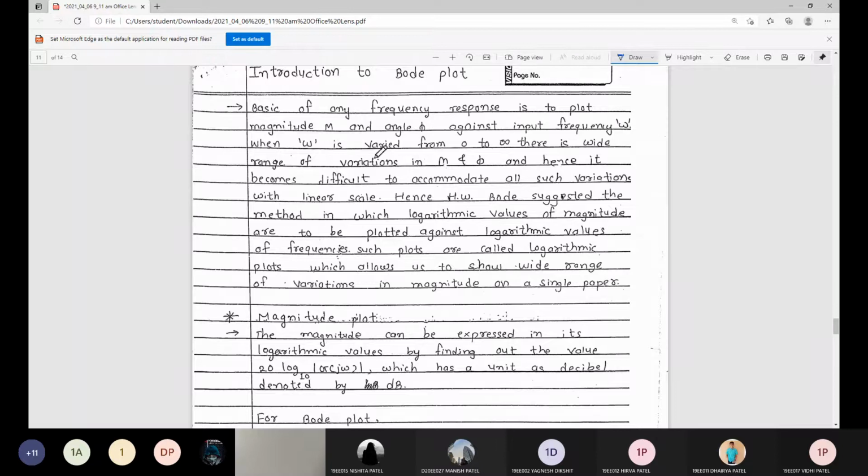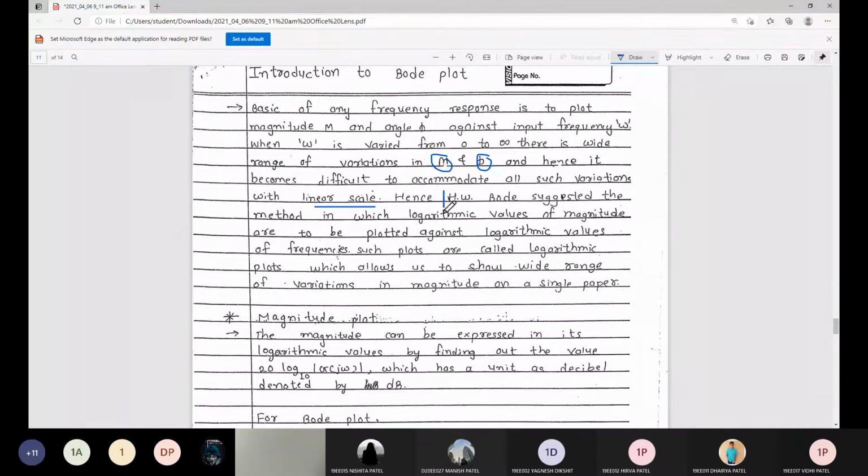When omega is varied from 0 to infinity, there is a wide range of variation in M, that is the magnitude, and phi. Hence it becomes difficult to accommodate all such variations with a linear scale. If I am using a linear scale, it is very difficult to plot the graph. So what do we have to do?